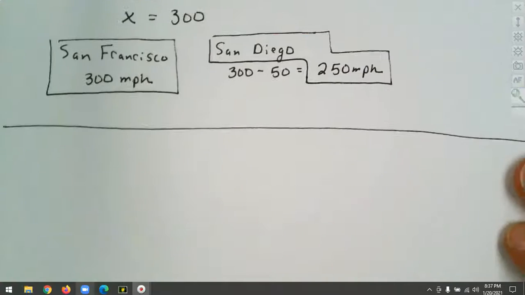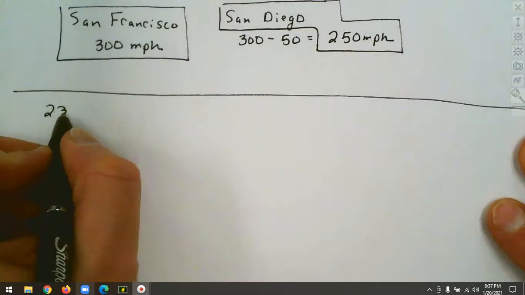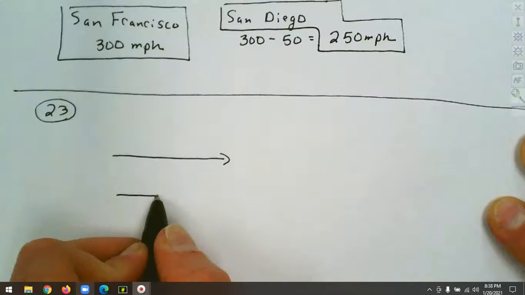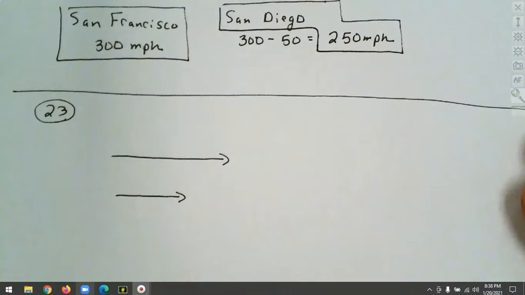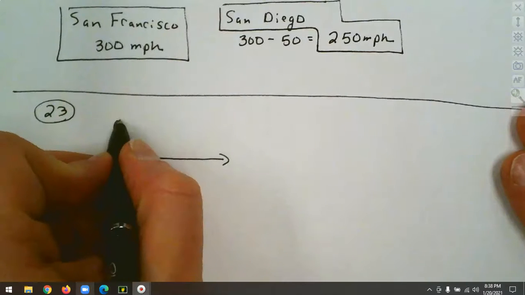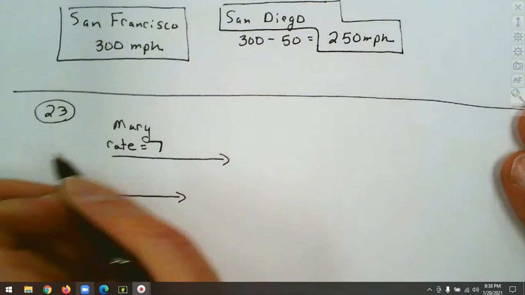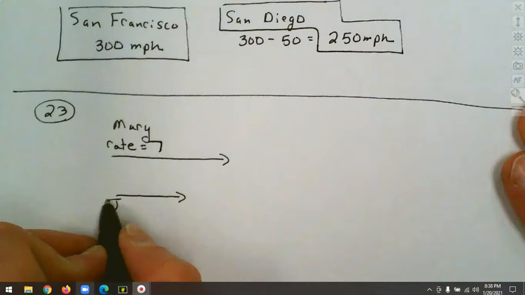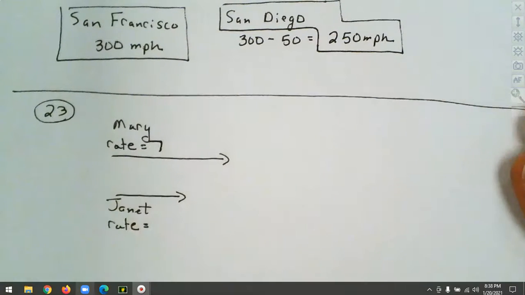So we've got two people and they're running a race. So they're going the same direction. And this is question 23. One is faster than the other, and I generally like to write the faster one first. The faster one would then be Mary. So Mary has a rate of speed of 7, so 7 miles an hour. Janet is running a little bit slower, and Janet in this case is only running at 5 miles an hour.